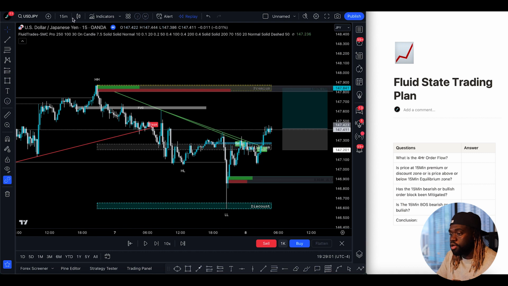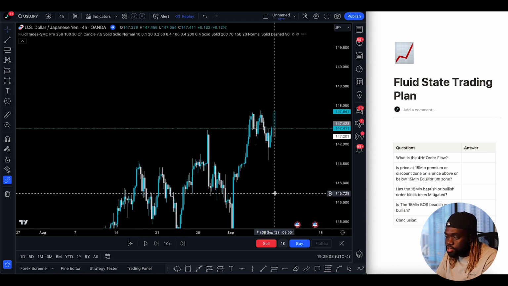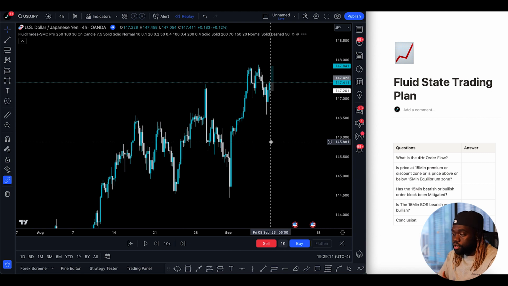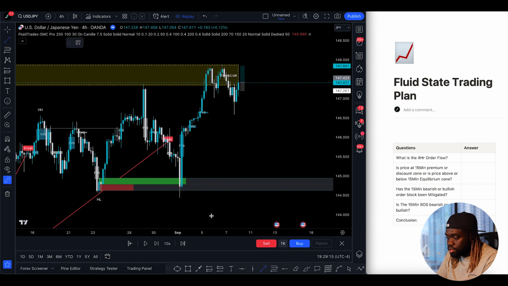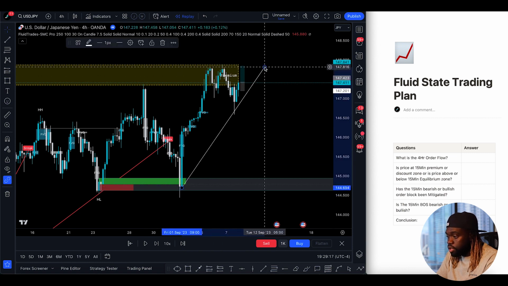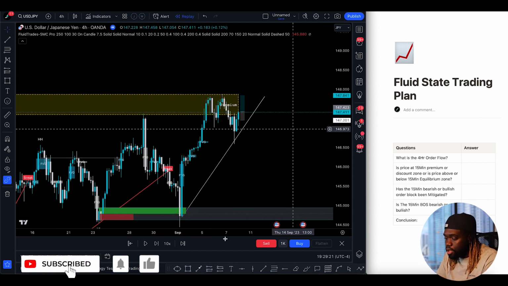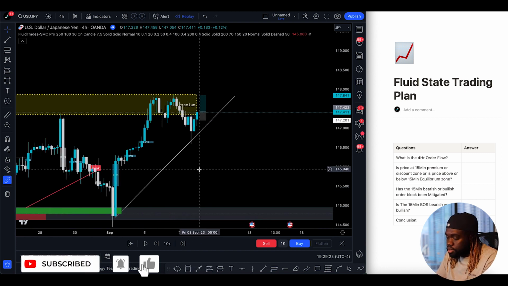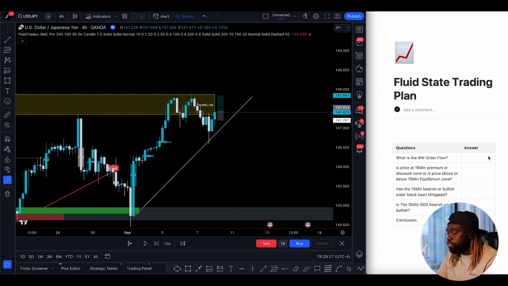So if we go in the 4-hour time frame, clearly we could see we are in a bullish order flow, right? As you guys can see, nice bullish order flow from this nice demand zone down here. So I already know, guys, this order flow is bullish. So what I'm gonna put for my answer is bullish order flow.